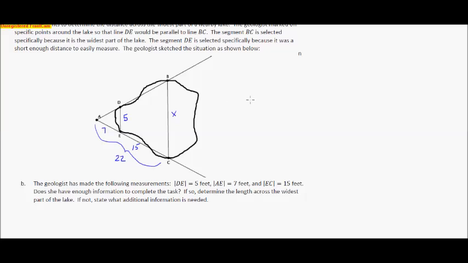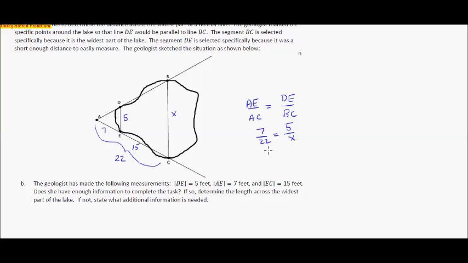So I'm going to go ahead and do that now. I'm going to say small triangle AE to big triangle DE. Small triangle AC to big triangle BC. And now I'm just going to plug in the numbers. AE is 7, AC is 22, DE is 5, and BC is x. And there I have a proportion.